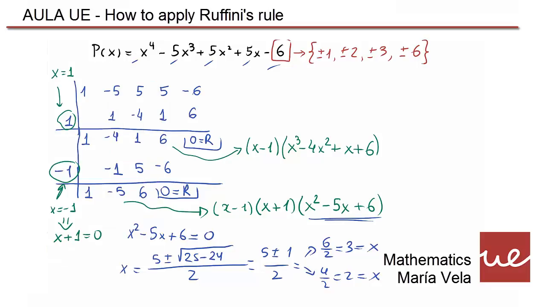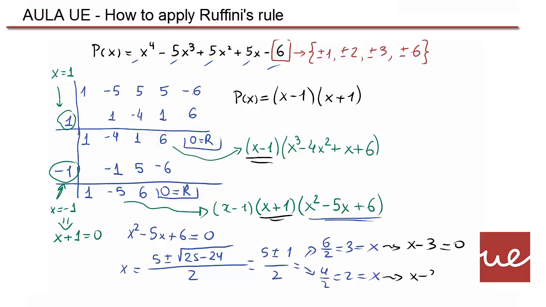So we can just put our initial polynomial as the product of these four roots. The first factor is just x minus 1, then times x plus 1, the second root that we found. And then we just put the roots corresponding to the equation. The first root was x equals 3, so x minus 3 is going to be 0. And the second root was x equals 2, so x minus 2 equals 0. So we put both, x minus 3 times x minus 2. And we have the decomposition that we were looking for.